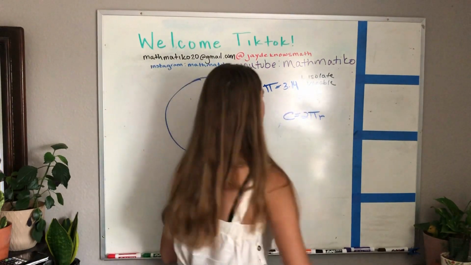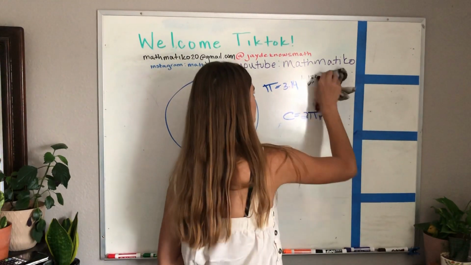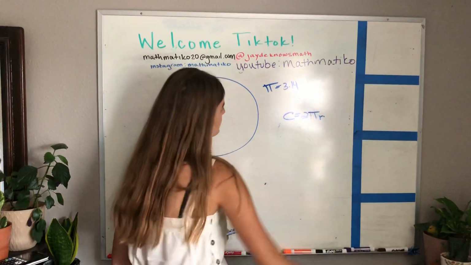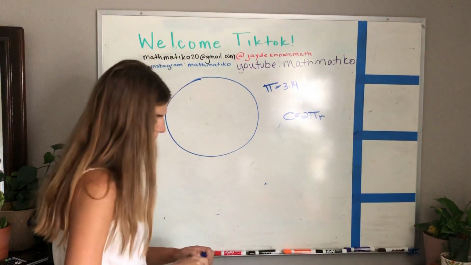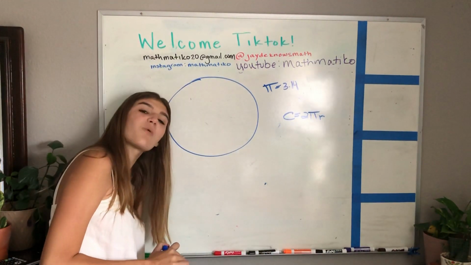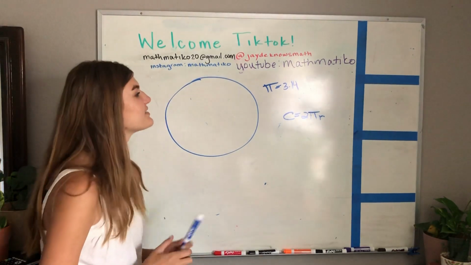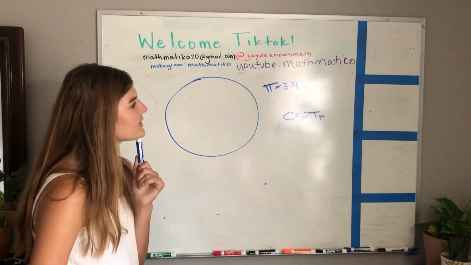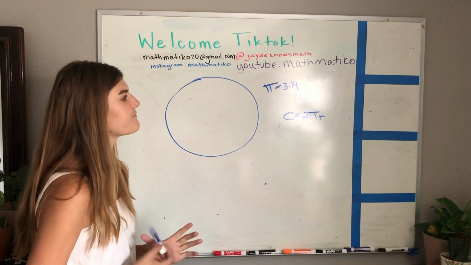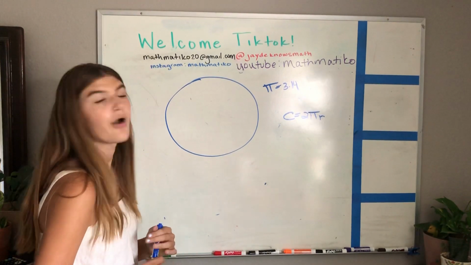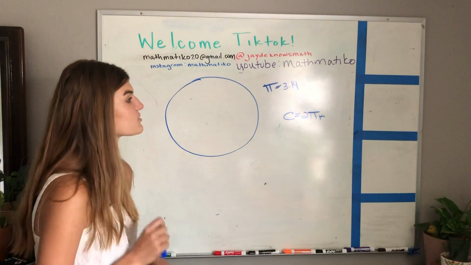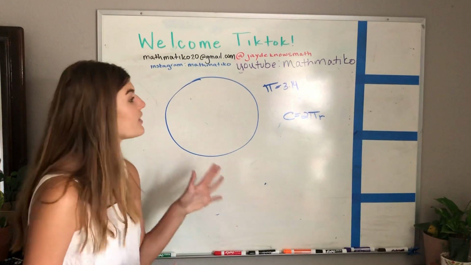I'll erase this because you guys don't need this anymore. Pi equals 3.14, that is not a variable. Pi, it's not the good kind of pie, I wish it was, but unfortunately it's not. This is just a way to represent... I can find, if you guys are curious, I can find how they calculate pi. Pi is an irrational number, it never ends, it's infinite.